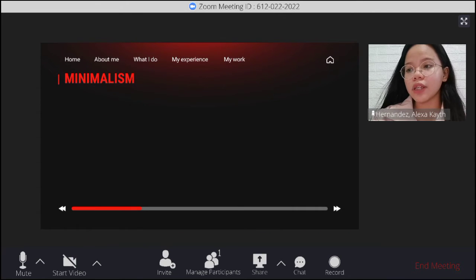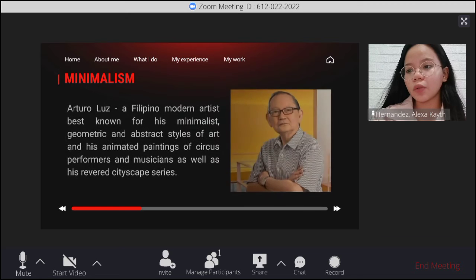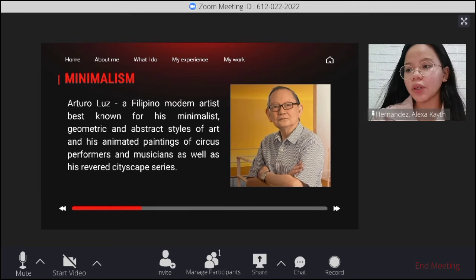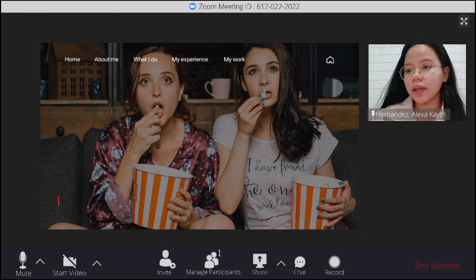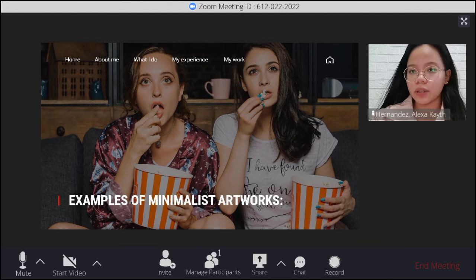An artist known for his minimalist artworks is Arturo Luz, a Filipino modern artist, best known for his minimalist, geometric, and abstract style of art as well as his animated paintings. Because of his works, he is known as the pioneer of Filipino modernism. Let's now head on to the next topic, which is the examples of minimalist artworks.